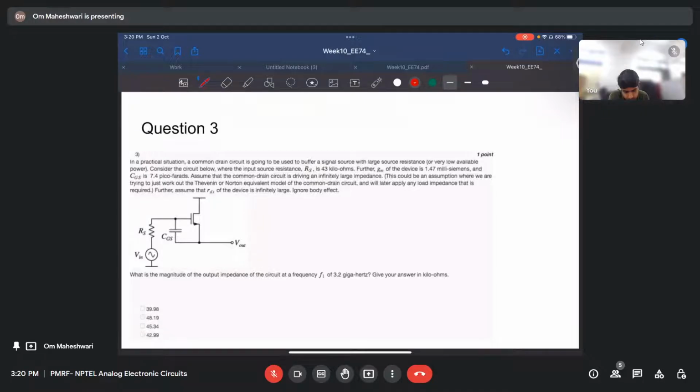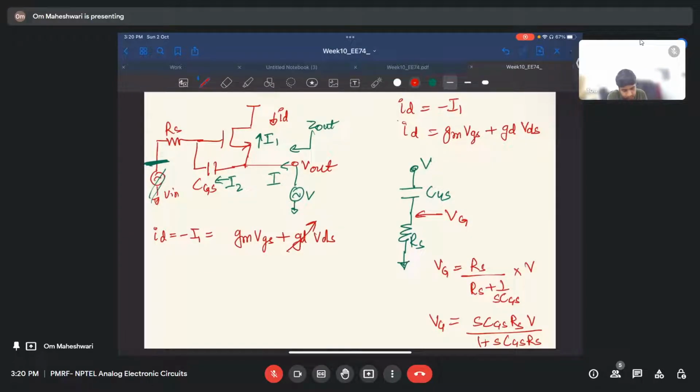GD common. Okay, so they are saying RDS is infinitely large. That means 1 by GD is 0. So I'll ignore GD, so it is GM. What is VGS? VG minus VS. VS is V. So it will be VG minus V, with the SCGS RS voltage division.